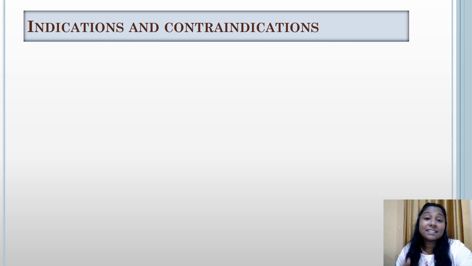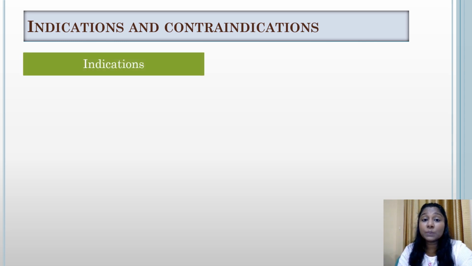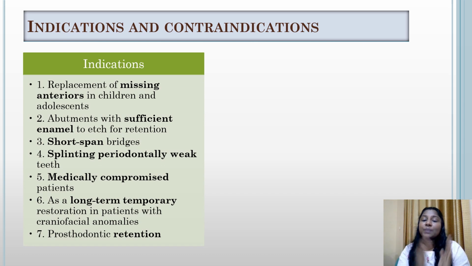So what about the indications and contraindications of resin bonded bridges? Let's begin with the indications. Primarily these are indicated in young adolescents with missing anterior teeth and short span bridges. We also use them in patients who are medically compromised because it requires fewer number of appointments. We sufficiently need enough enamel because without the enamel being present, it's difficult to achieve a good amount of etching.